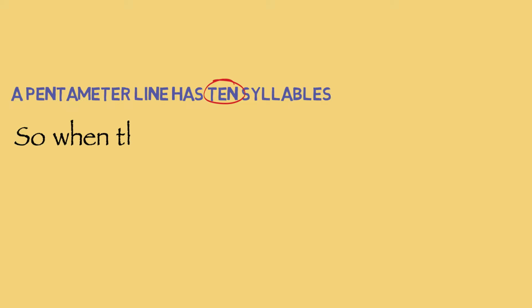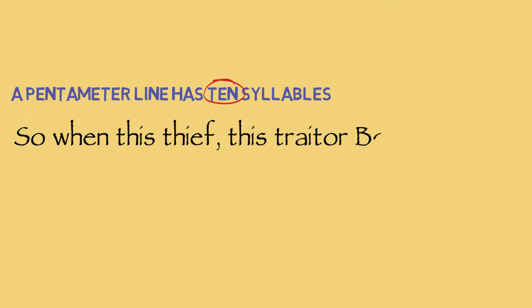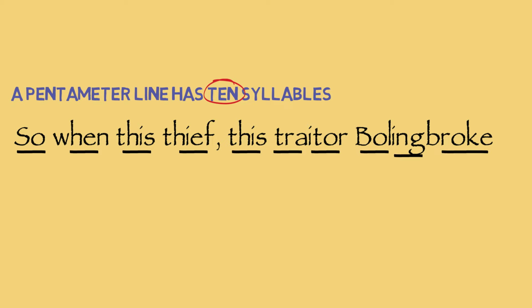Pentameter tells us that a typical line will be formed of 10 syllables, and this line taken from Richard II is a good example. "So when this thief, this traitor, Bolingbroke." You should be able to hear the 10 syllables, or individual vowel sounds, clearly. "So when this thief, this traitor, Bolingbroke."